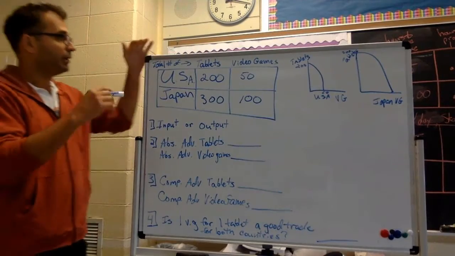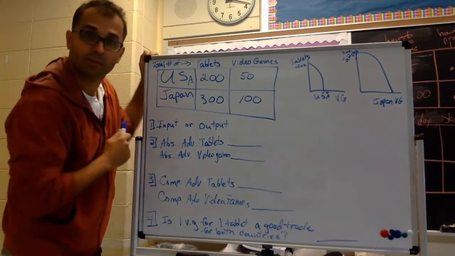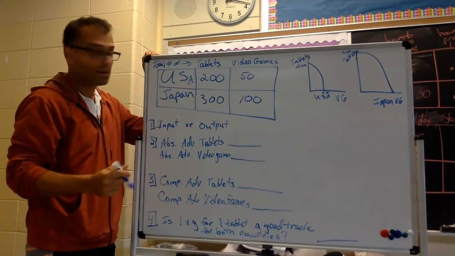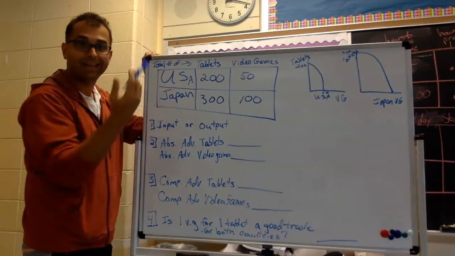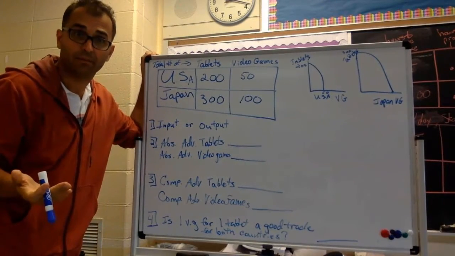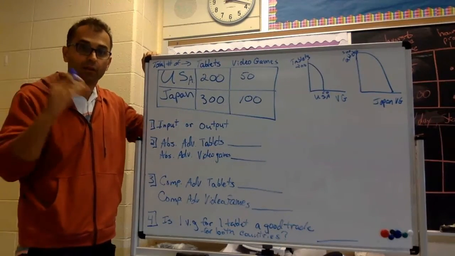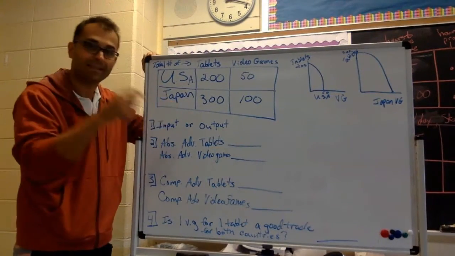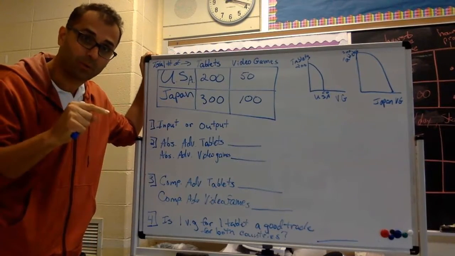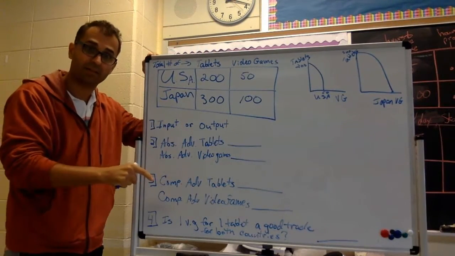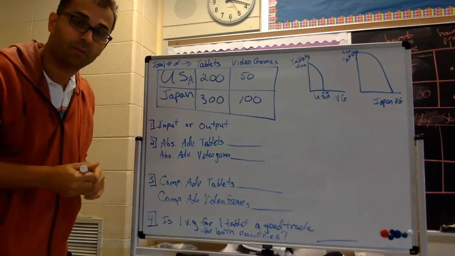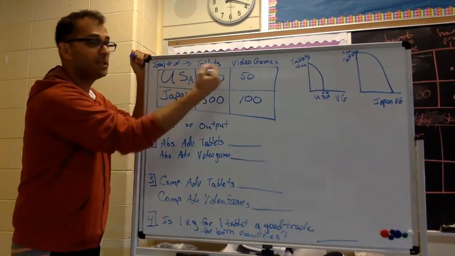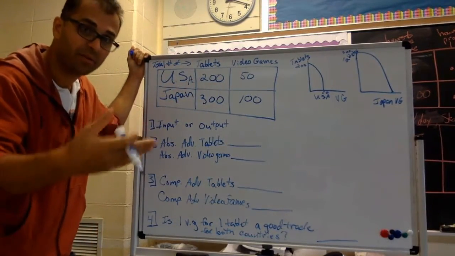So, over here, to be clear, this is the total, I hope you can read this, right? Total number of tablets and total number of video games produced by the United States and Japan in, we'll say, a day, okay? One day. So, the first question you have to tell yourself is this an input question or is it an output question? Because that will dictate the rest of this. And where's the key? How do you know? So, the key is right here. Total number of these products in a day, a month, a year.